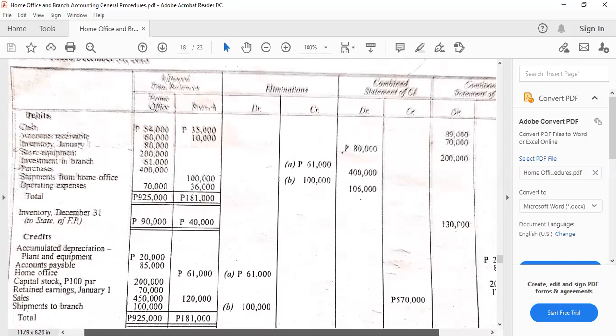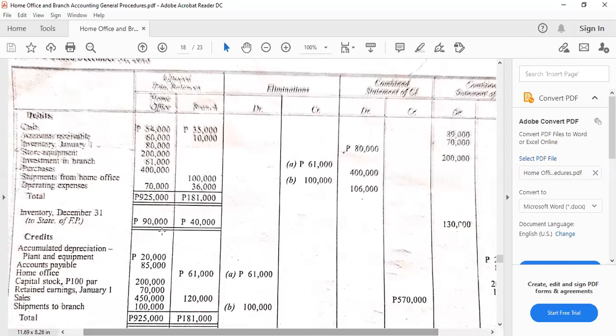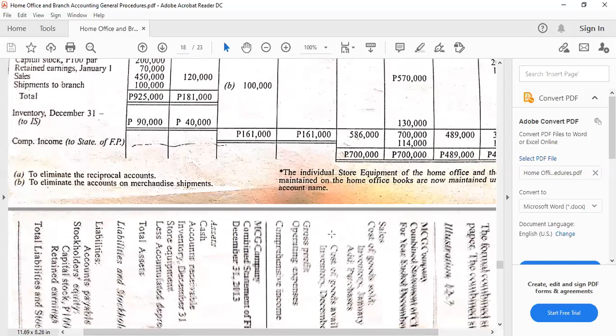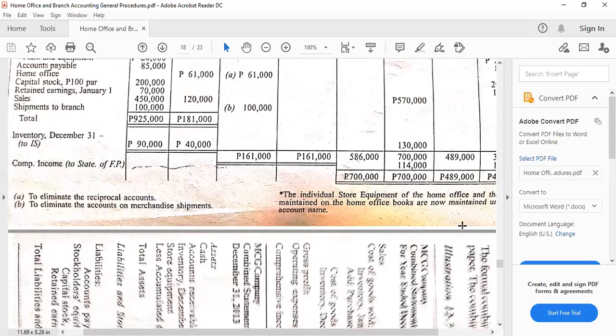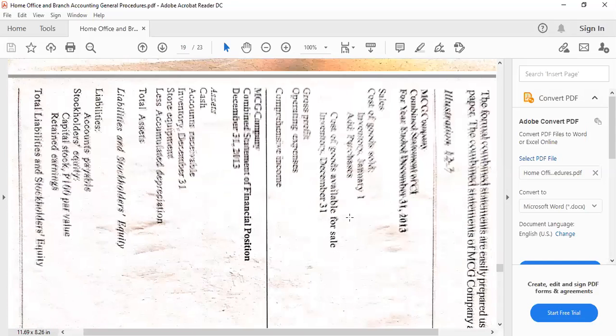So we have here the store equipment. Store equipment is in the home office. Anyway, because overall it will be for the entire company if we think about it, that's why we simply have to extend it here, because it is for the entire combined company as a whole. That's a good point.